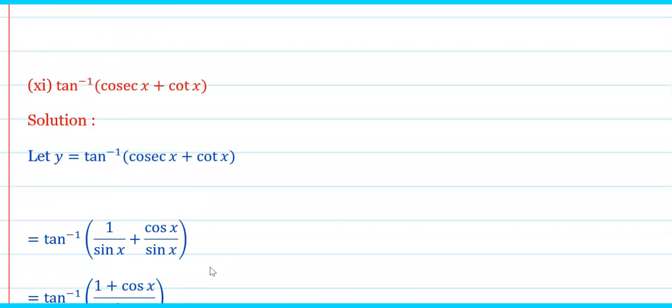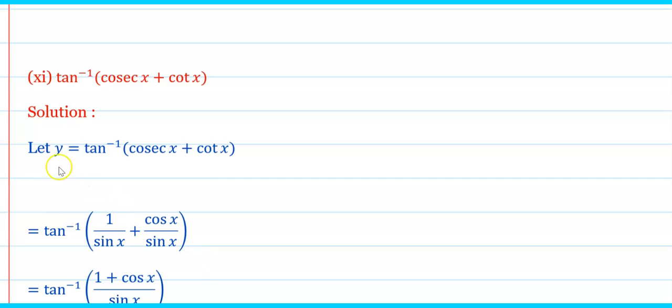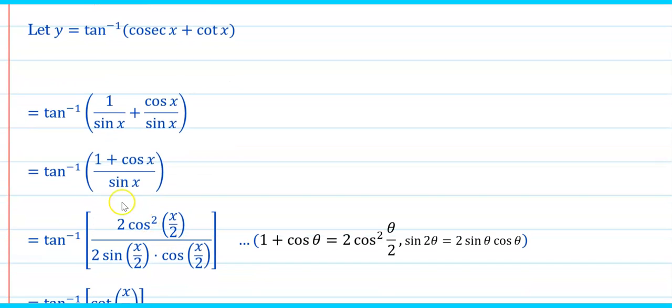Now the next problem, y is equal to tan inverse of cosec x plus cot x. Now cosec means 1 upon sin, cot means cos upon sin. Now simplify this: 1 plus cos x upon sin x. The denominator of both is the same, so we can add directly. But what is 1 plus cos x? 1 plus cos x means 2 cos square theta by 2, that is, whatever the angle divided by 2. Here, 2 cos square x by 2.